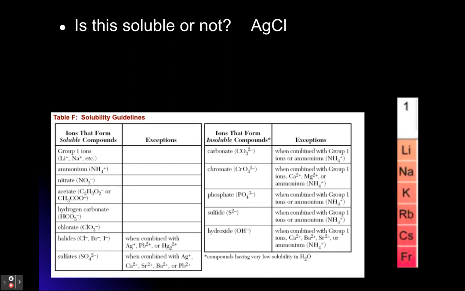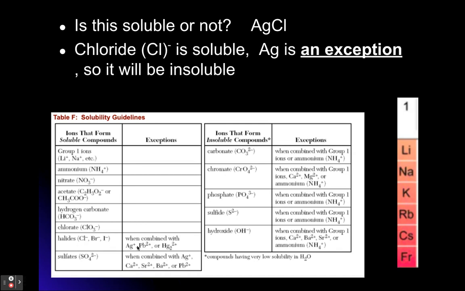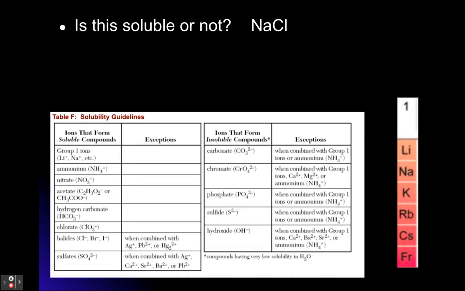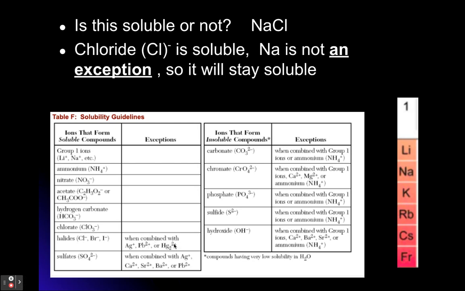AgCl. Again, we always start with the anion. Go find Cl, chloride. Here it is. And Ag plus is an exception. Usually it's soluble. The exception makes it insoluble. NaCl. We were right here already. Chloride is soluble. Na is not one of the exceptions. It's always soluble.